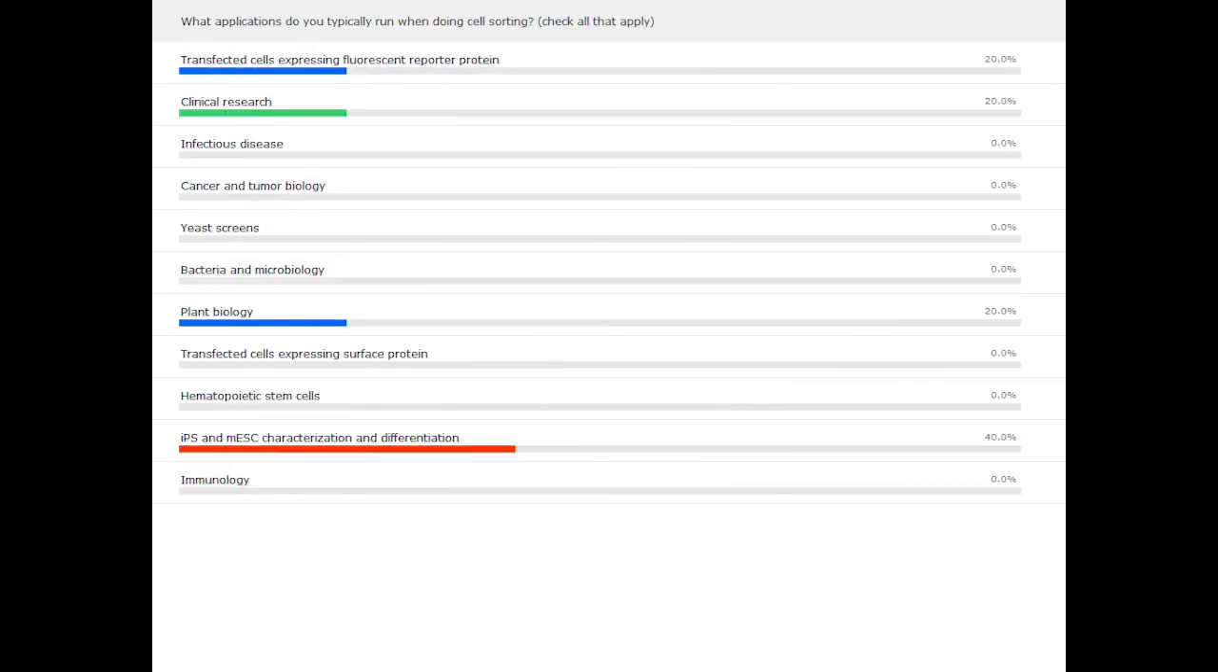All right, looks like a lot of cancer and tumor biology going through, also transfected cells, and a pretty good spread here across the way.